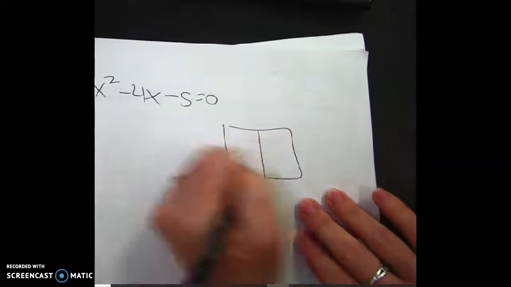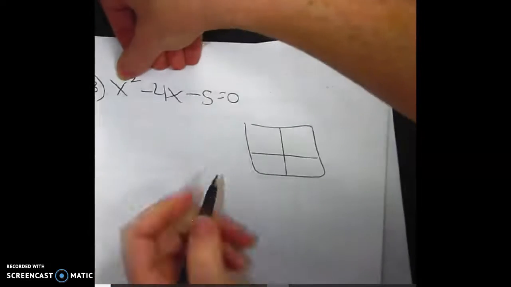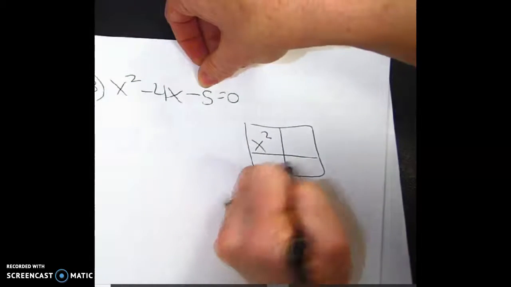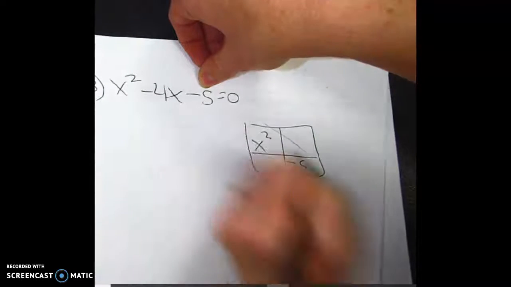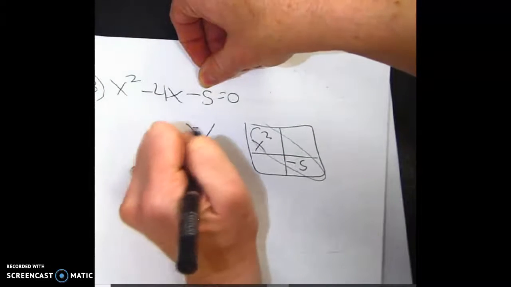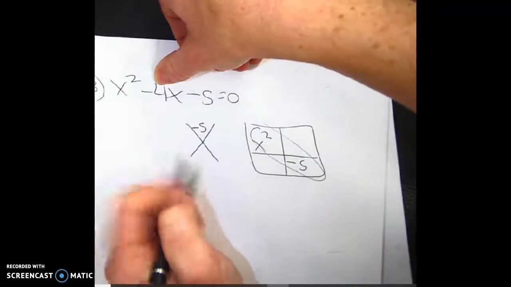All right. Solve using any method. So we're going to be factoring. I'm going to do 2 examples of this. First thing I do is make my box. First guy. Last guy. Make my magic X, -5. Then the middle guy goes here.